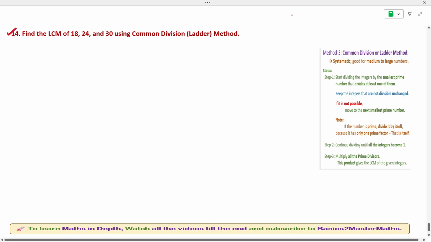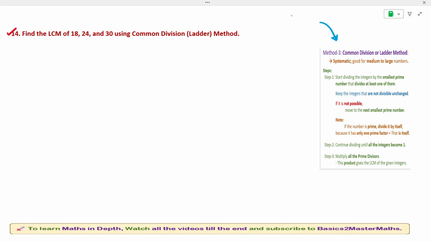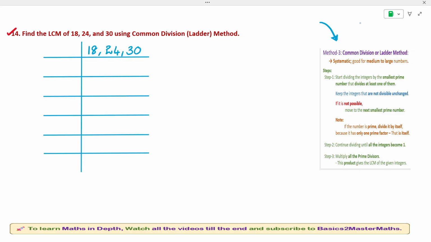Find the LCM of 18, 24 and 30 using common division method. Please follow the below steps so that you do not make any mistakes. Start dividing 18, 24 and 30 by the smallest prime 2. Since 2 divides all three integers exactly, we get 9, 12 and 15.